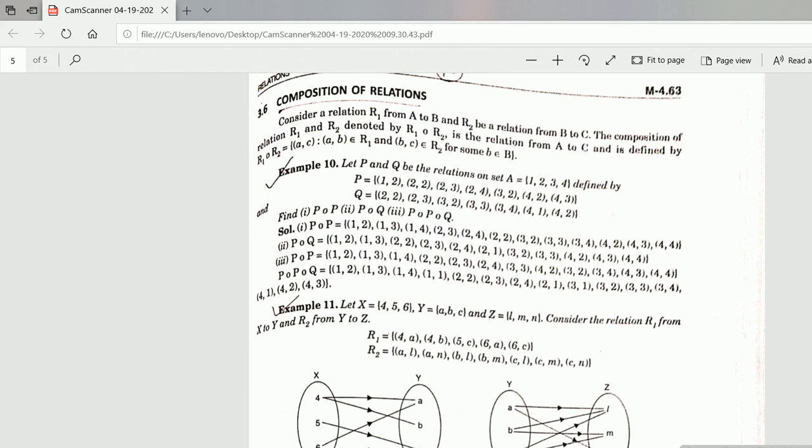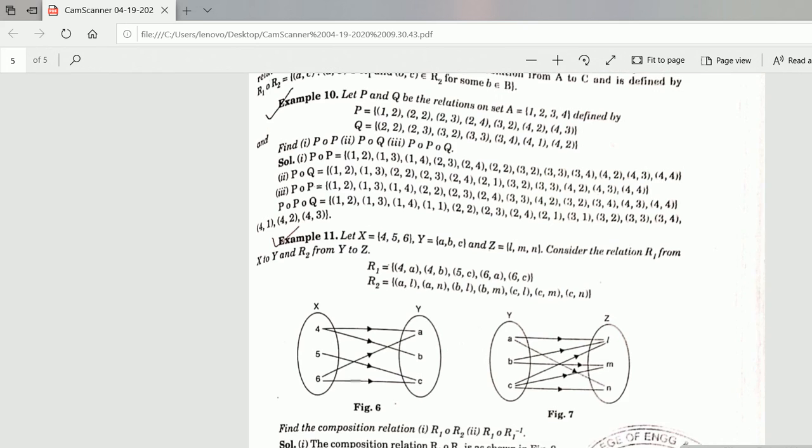Similarly, you can also find P o Q. For P o Q, you just see here: 1 is related to 2, 1 is also related to 3, 2 is related to 2, (2,3), (2,4). See here, (3,1), (3,2), (3,3), (4,2), (4,3), (4,4). In this way you can write the third one also and try to understand.